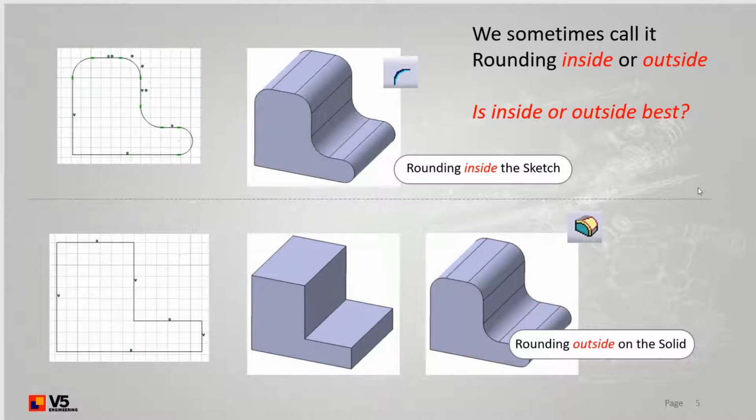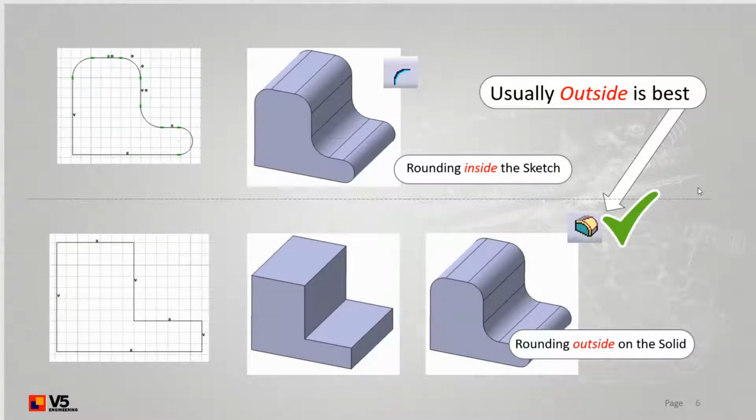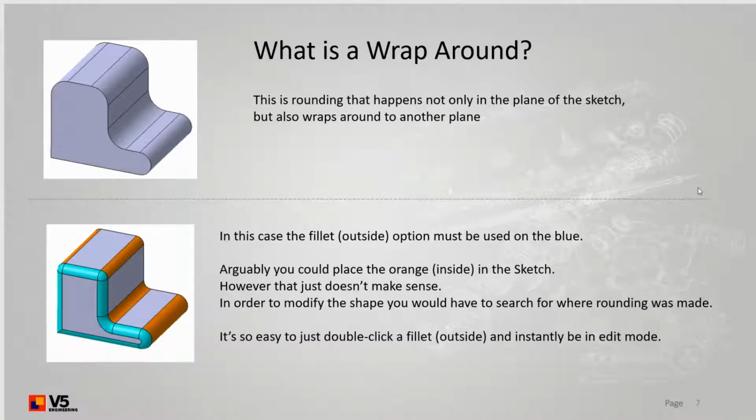Sometimes we call it rounding on the inside or the outside. Roundings created inside the sketch versus roundings created outside on the solid itself. Usually outside is best. Now, what is a wraparound? This happens when the rounding happens outside of a plane.